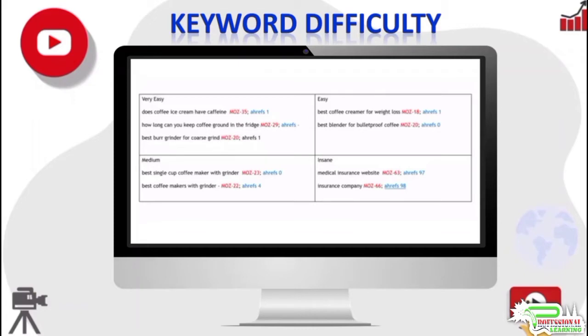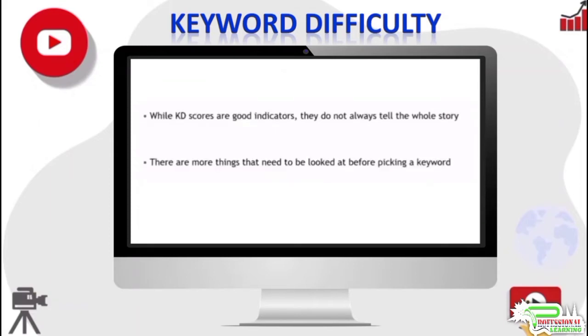A relatively high keyword difficulty score may not always mean a keyword is hard to rank, and a relatively low KD score may not always mean a keyword is very easy to rank. While keyword difficulty scores are very good indicators that can help you pick keywords to target, they do not always tell the whole story. There are things that need to be looked at before we can decide whether a keyword is really very easy to rank or not.